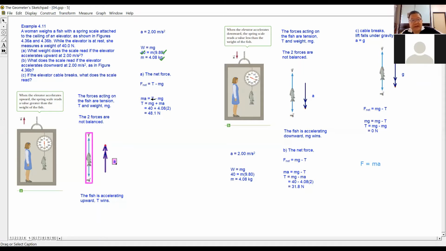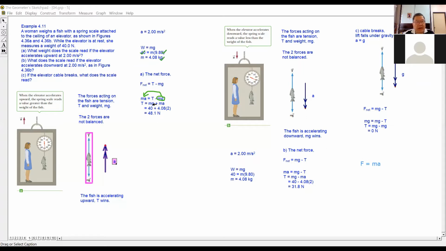So we are going to make the tension, T, the subject of the formula. Net force: T minus mg. T is actually mg plus the net force, ma. You just move the mg over to the other side. So minus mg becomes plus mg. So the tension equals mg plus ma.